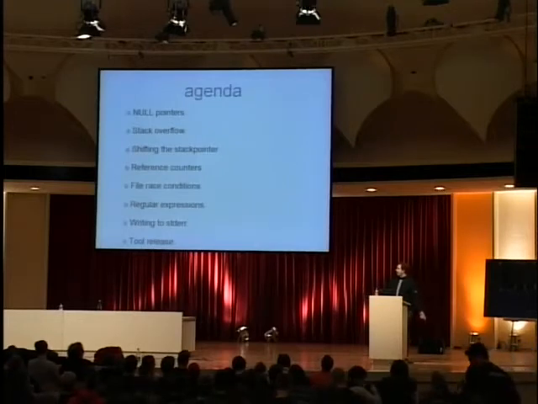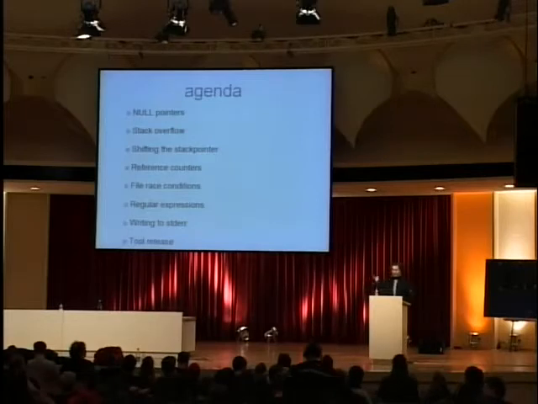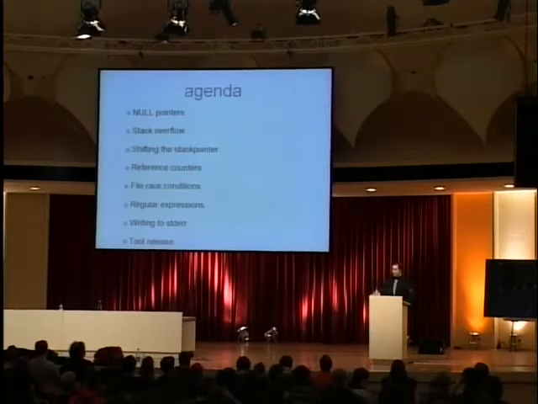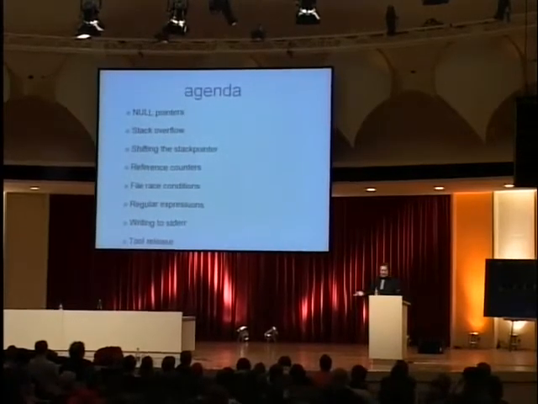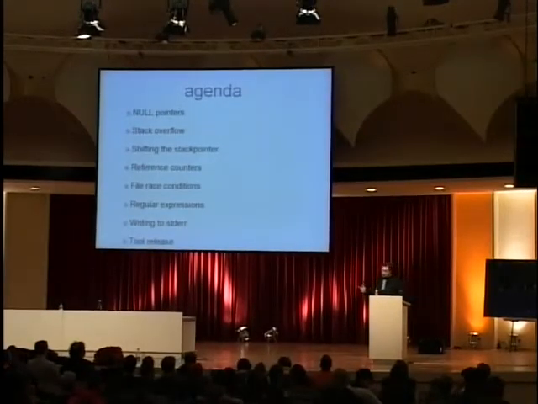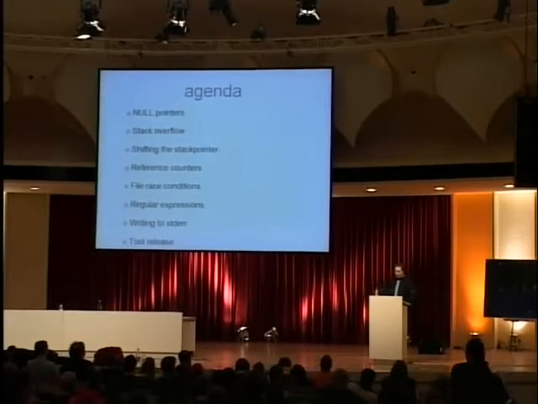The things I'll be talking about today: null pointer references first, then stack overflow, shifting the stack pointer, reference counting and issues with reference counting. One particular case of file race conditions where everybody thinks you're doing it right, but you're actually not. Some issues with regular expressions, and then if I have time left, some issues writing to fixed file descriptors in libraries. And at the end, I'll do a tool release.